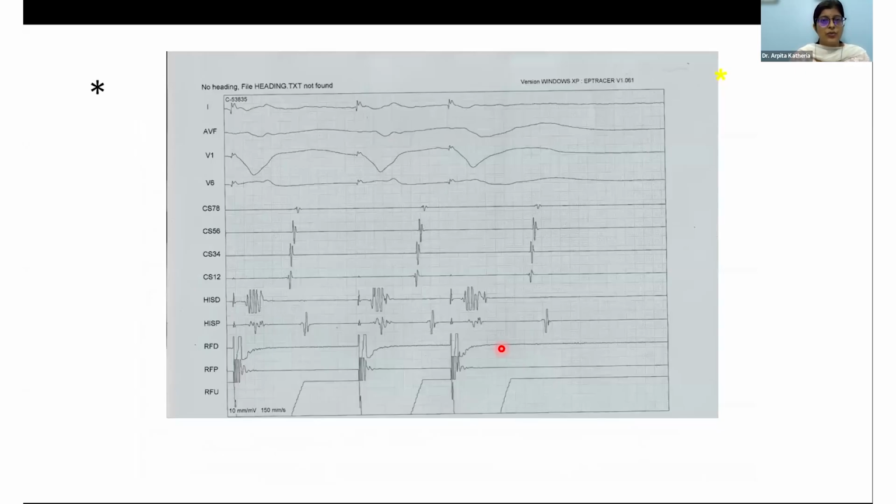Another example of V pacing. What else can we do for ventricular pacing? There's a drive chain followed by an extra stimulus. What is happening over here?